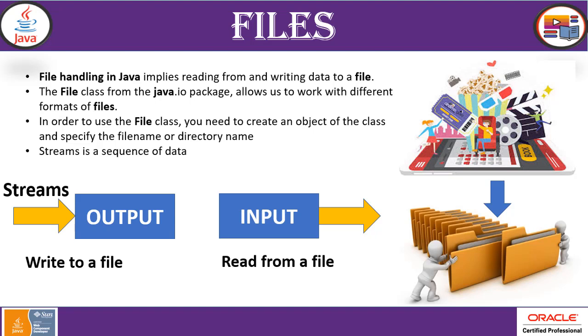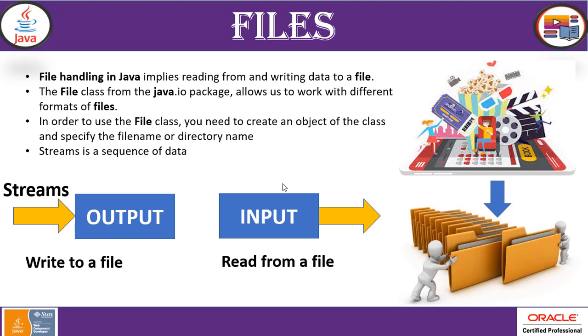Now, here we are going to see how we can implement these file operations in Java. The File class, which comes from the Java input-output package, allows us to work with different formats of files. So first things first, the first step is we have to import the Java IO package. Now here we have the File class. Creating an object of the File class and specifying the file name or directory name will help you create a file.